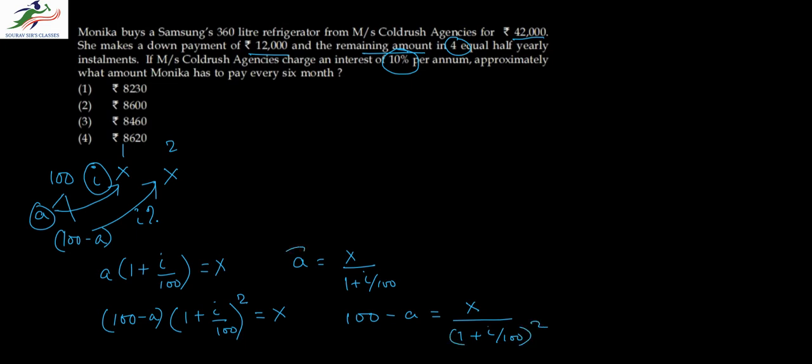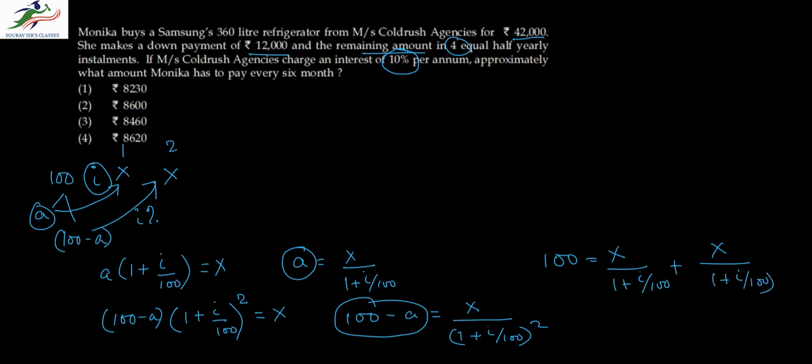So therefore, if I add up these two, A and 100 minus A, I get 100 is equal to X by 1 plus I by 100 plus X by 1 plus I by 100 whole square, where I'm paying this in 2 equal installments. And it means that this amount converts to an amount which is in its present value, which is today's value, which is being discounted at I%, and this also adds up to that to give me a total of 100.